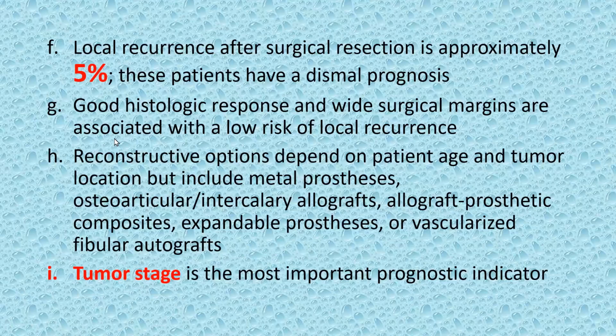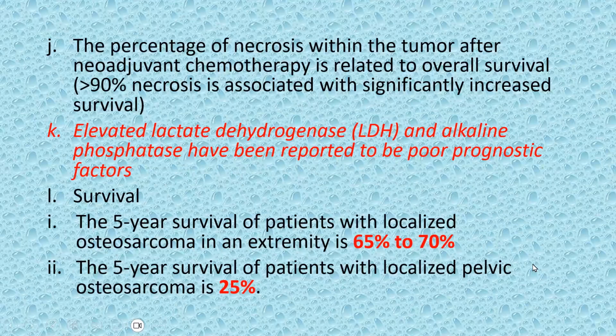Okay, we spoke about elevated lactate dehydrogenase and alkaline phosphatase. These indicate a bad prognosis. Okay, the 5-year survival is 65 to 70%. The 5-year survival in lesions of the pelvis is only 25%.